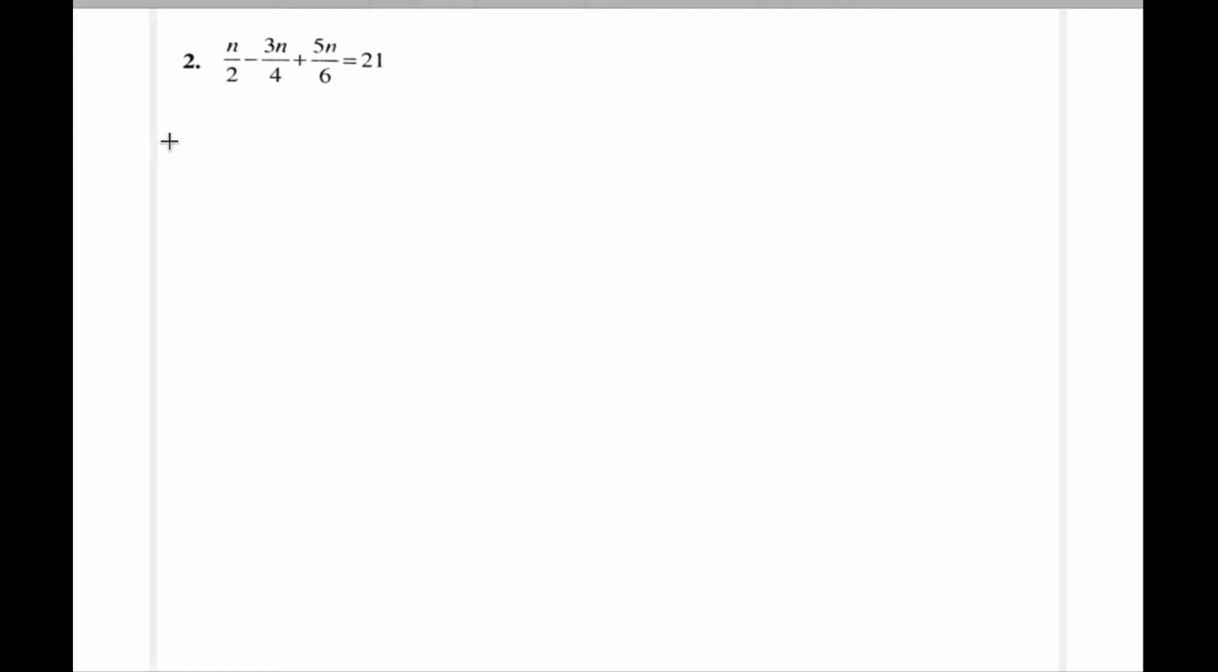Now, how to start it? First we have to take out the LCM of these three numbers 2, 4 and 6. So the LCM of 2, 4 and 6 is how much? Let's take it out. 2, and this is 3. So 2 times 2 is 4, and 4 times 3 is 12. That means our LCM is 12.